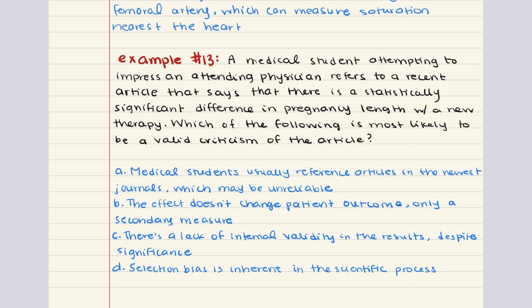The way to approach this problem is to recall that statistical significance does not always imply clinical significance. So in this case, if the observed difference in pregnancy length does not translate into actual meaningful changes in patient outcomes, like improving maternal or neonatal health, then the study's findings may not have practical value. Secondary measures like pregnancy length can sometimes be important, but if they don't directly impact clinical decisions or patient care, then the therapy's utility remains questionable. So considering all that, the correct answer for problem 13 is going to be B. The effect doesn't change patient outcome, only a secondary measure.